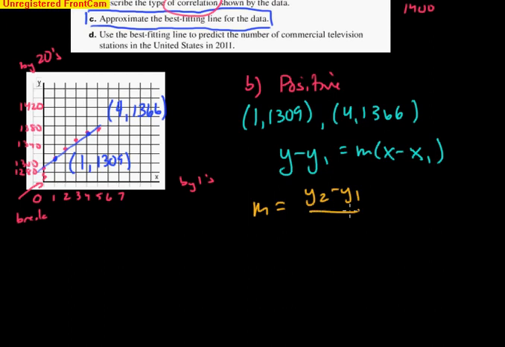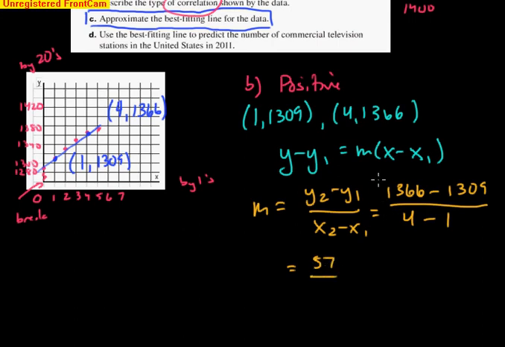Slope equals y2 minus y1 over x2 minus x1. That is y2, 1366, minus y1, 1309, over x2, 4, minus x1, 1. So this is going to be, my calculator says, 1366 minus 1309 is 57. 4 minus 1 is 3. Divide them. If it's not even, round to 2 decimal places. Mine came out to be even. 19. Good for me, I got a 19.